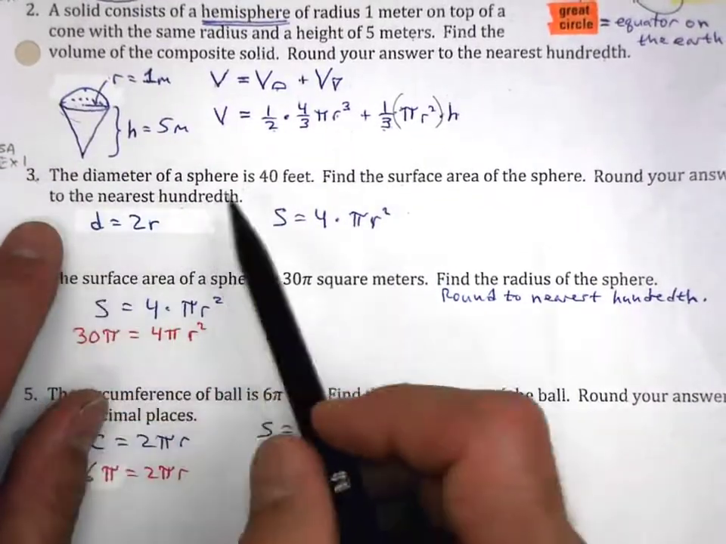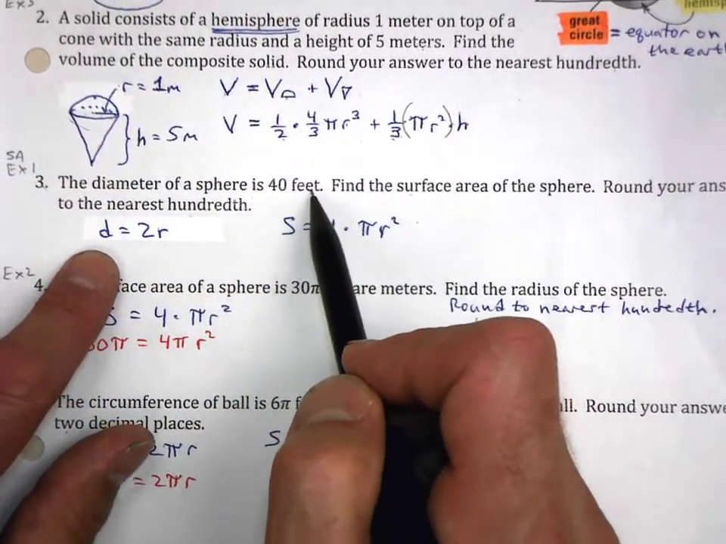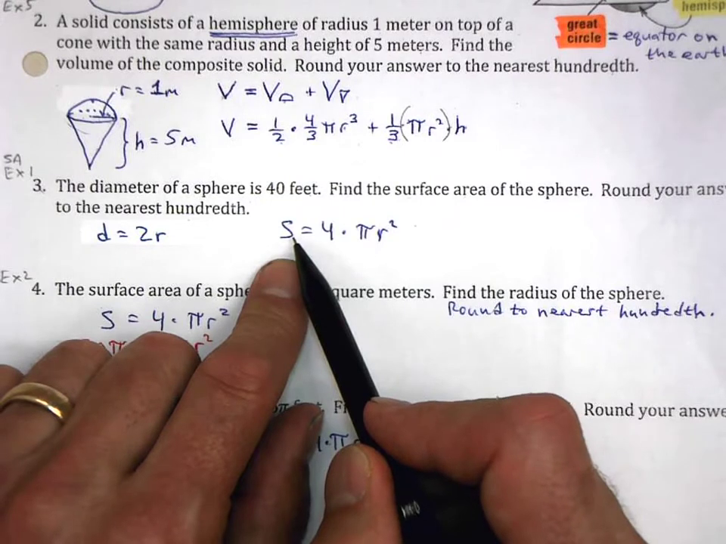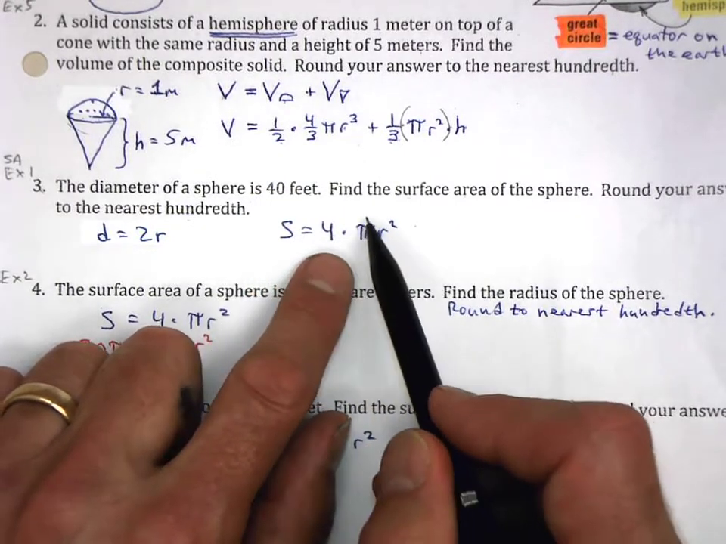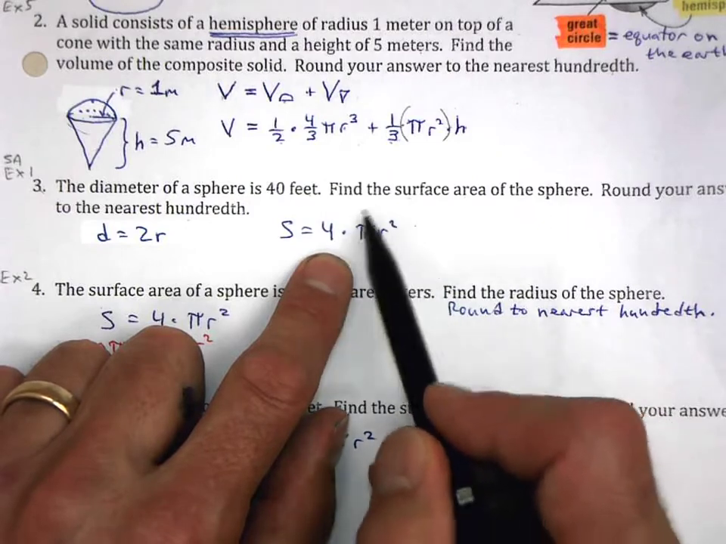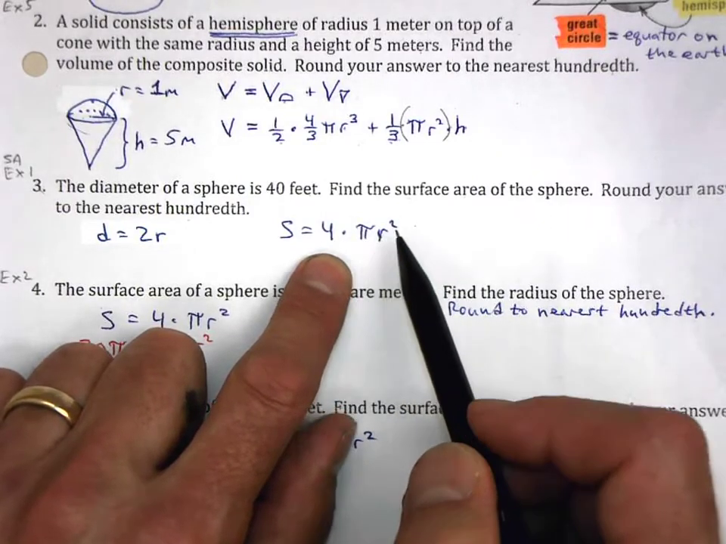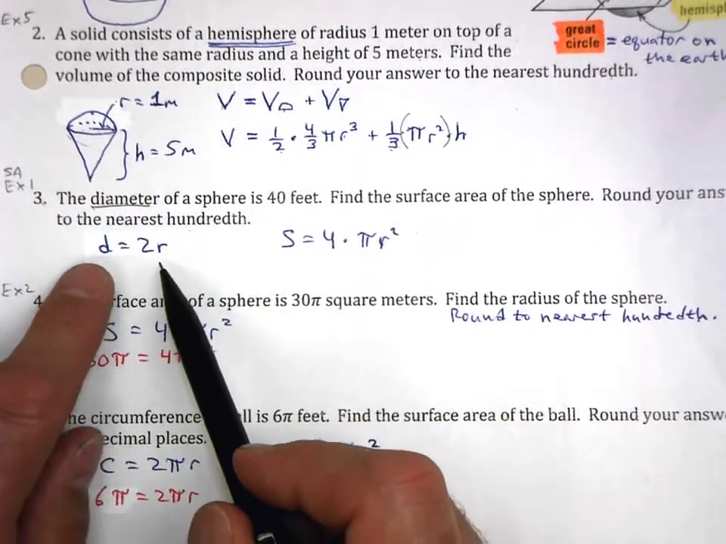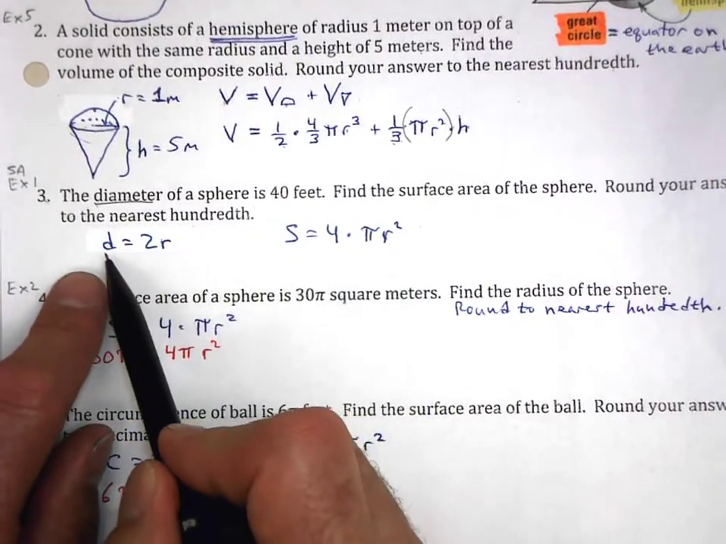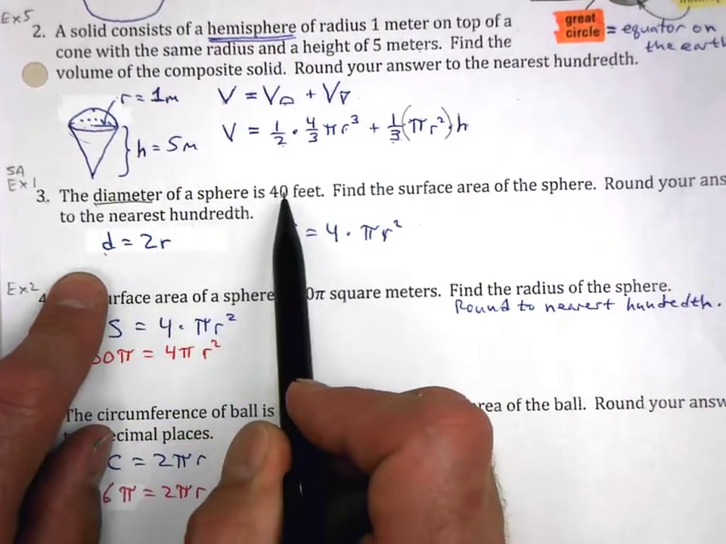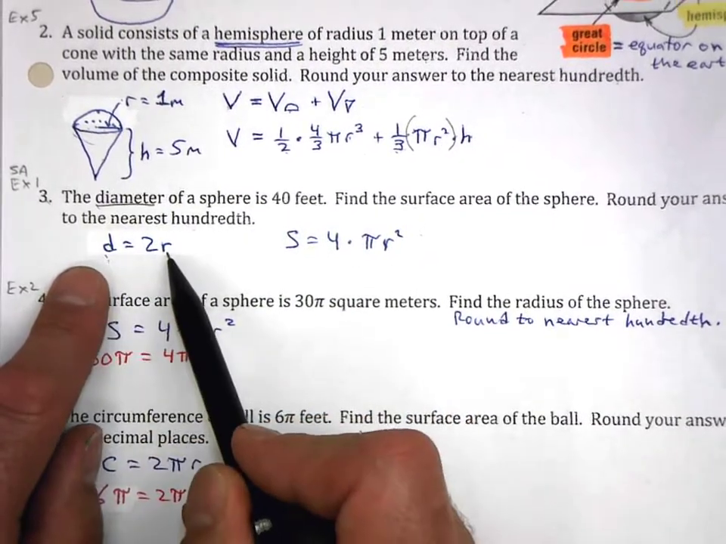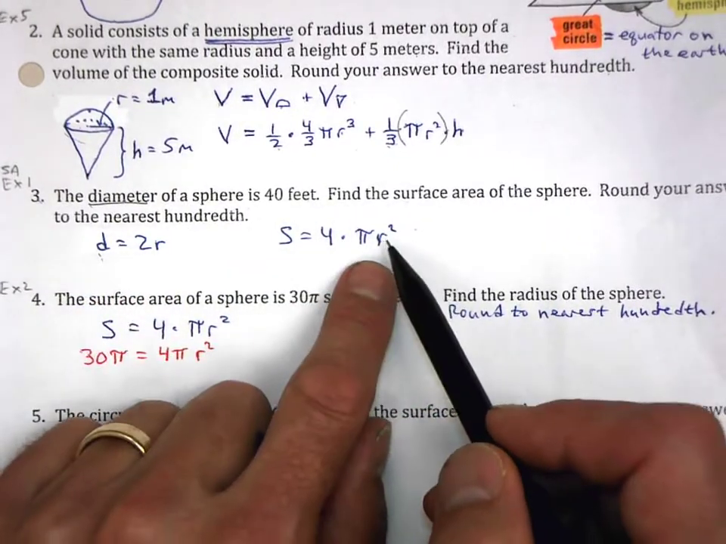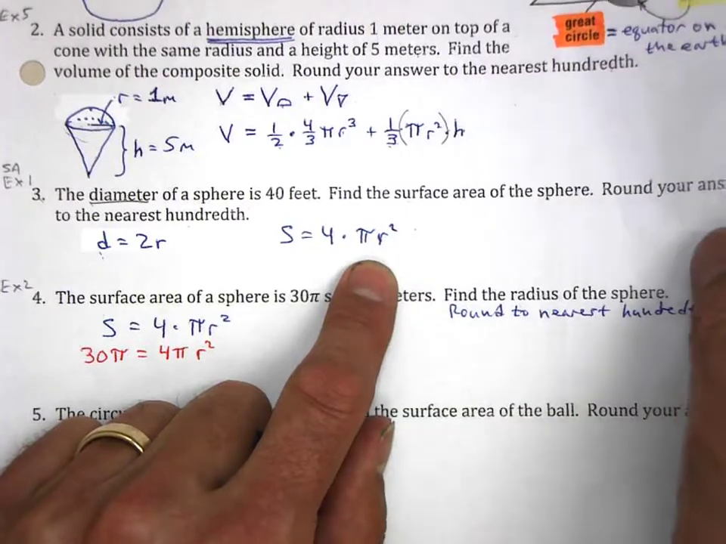So now you're doing number 3. The diameter of a sphere is 40 feet, and you want to find the surface area of that guy. So you do know that the equation for the surface area of a sphere is 4 times the equation for the area of a circle. But they gave us the diameter. Did you notice that? So be careful. Make sure that you turn that into the radius. So you know that the diameter is equal to 2 times the radius. So plug in 40 here for diameter, and then solve for the radius. So once you've determined the radius, then you can plug that into your equation for the surface area of a sphere.